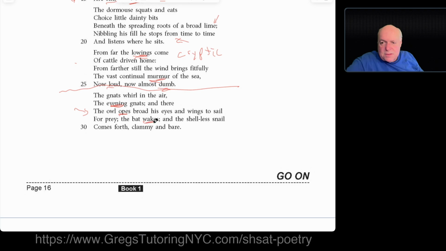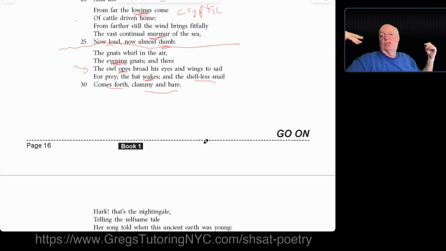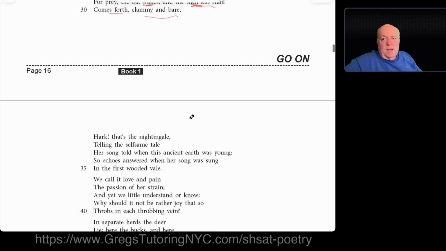The bat wakes, the same kind of thing, and the shellless snail comes forth clammy and bare. So think of like a slug kind of situation, where during the daytime it's too hot for the snail to not have the shell on, and when it's a little more chillier during the night and without the sun beating on it, it can be shellless. All right, so we're moving. It seems like we're moving a little away from evening and actually into nighttime now. All right, but let's see. Is this chronologically going to go through the whole night and end up in the morning? Let's see. That's something we need to think about and look at.